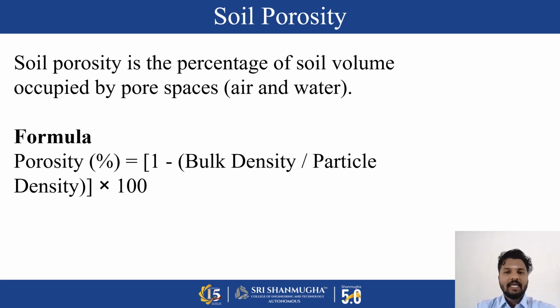So it is directly calculated from the two densities. The formula to calculate the porosity in percentage is: porosity equals 1 minus bulk density divided by particle density, multiplied by 100. So this is the formula to find the porosity in percentage using the two types of densities, bulk density and particle density. In the next slides, we are going to see the different types of soil pores.